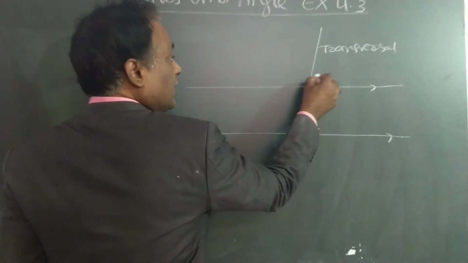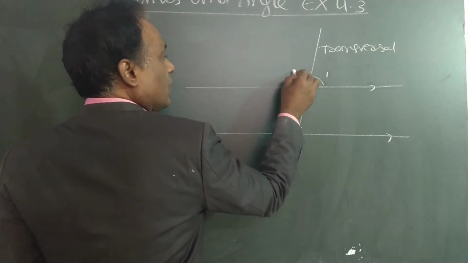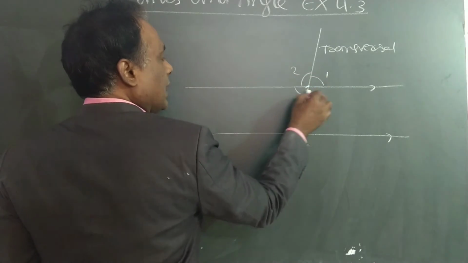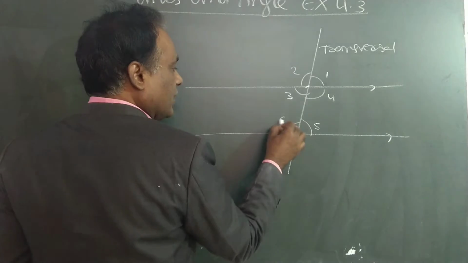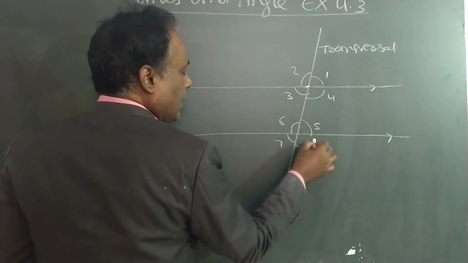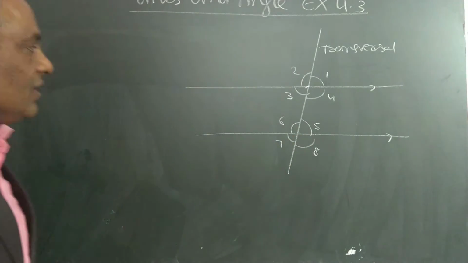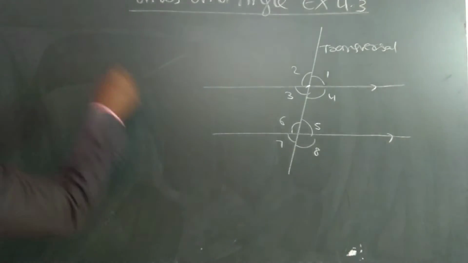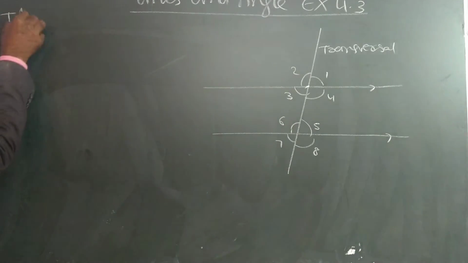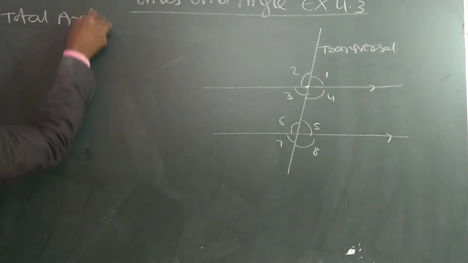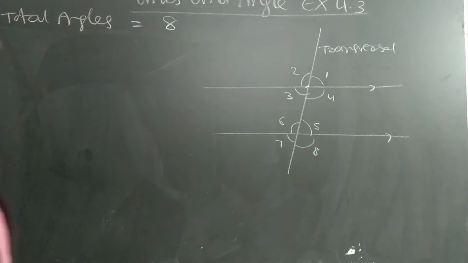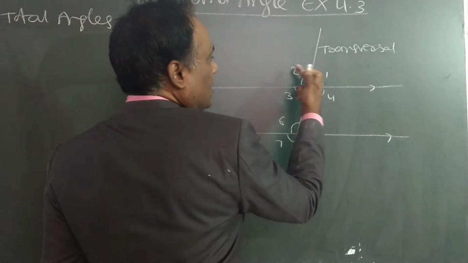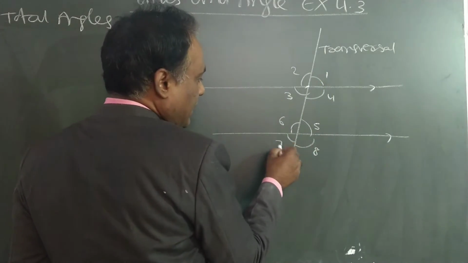So then say this is angle 1, angle 2, angle 3, angle 4, angle 5, angle 6, angle 7, angle 8, like this. So these are the angles. Total angles is equal to 8.